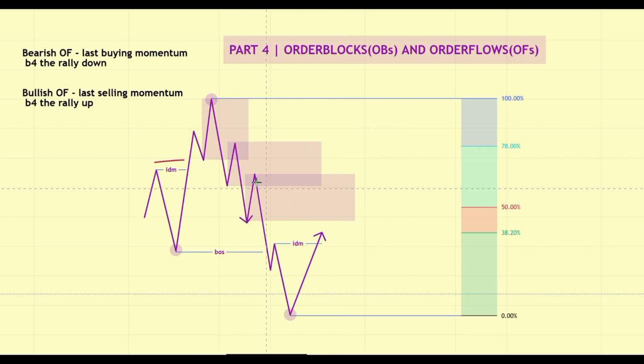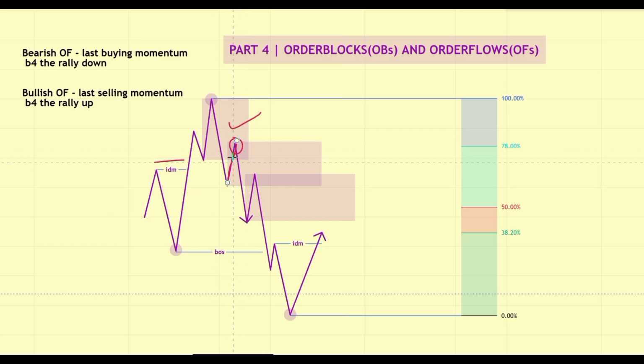You can clearly see that this here is a mitigation into, or a mitigation back. As you can see, price rallied down and then reverses back, mitigating this order flow. So the order flow on the extreme is mitigated right here, but how can we identify, or how can we ensure, that this one here is truly mitigated?